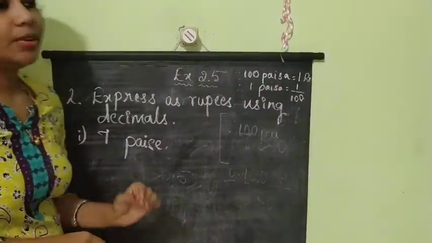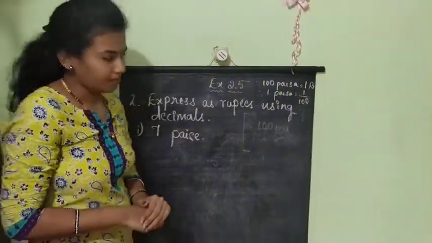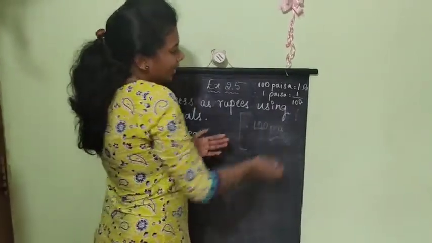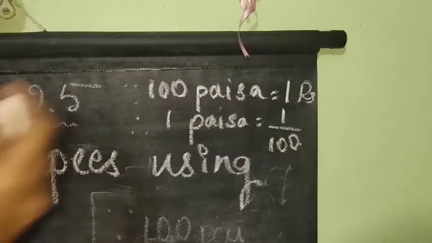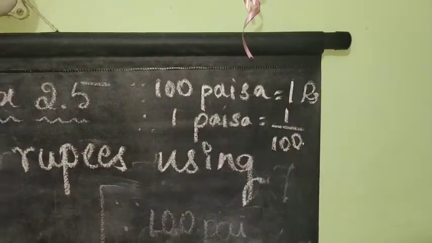So today the transactions are only in rupees. So we know that 1 rupee is equal to 100 paisa. Okay, so the same I will be writing here. 1 rupee is equal to 100 paisa. Then what is 1 paisa? 1 paisa is equal to 1 divided by 100.